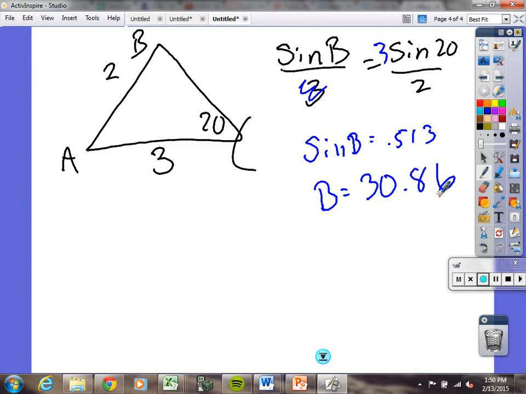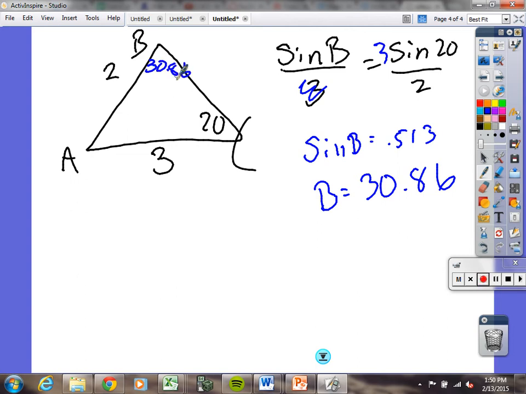What do we know about B? It's bigger than C. How do we know that? Because the 3 is larger than the 2. Do we understand that situation? Because 3 is larger than 2, I know angle B, whatever it's going to be, comes out larger than 20. Which our answer did come out larger. But 30.86 is an answer. Is it my only answer?